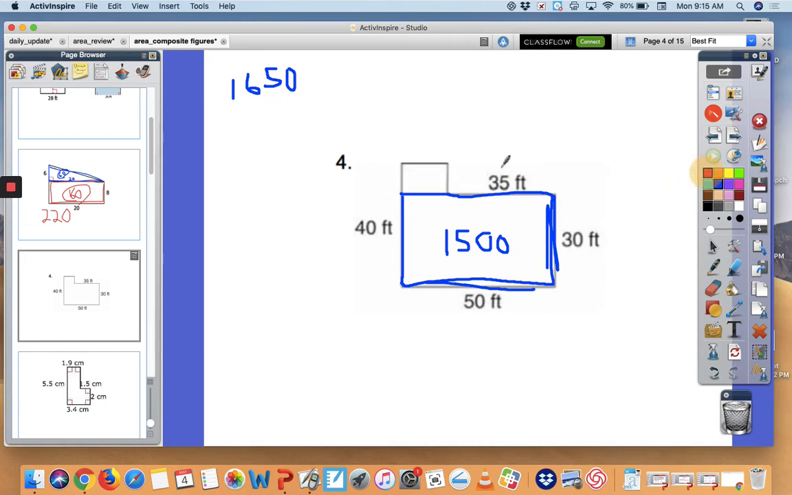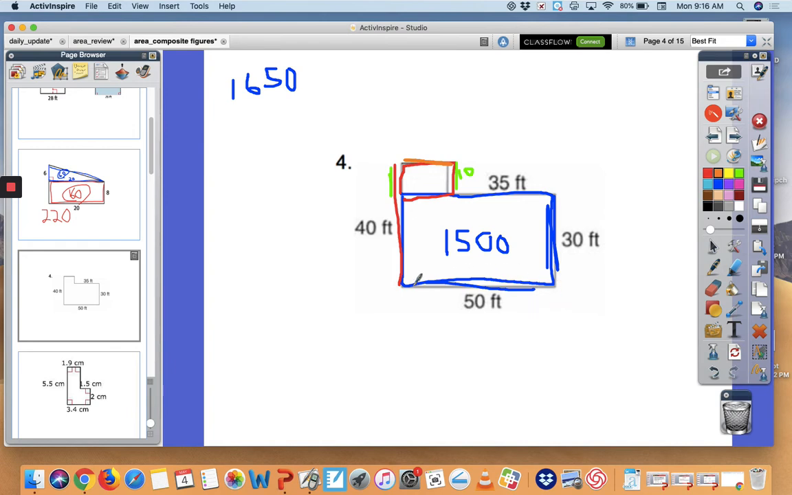Now we've got to figure out this little red part. This is the trickier part. Now we know this whole thing here is 40. This part's 30. So to figure out this little green section, it's 40 minus 30. So that little section right there is 10. Now, let's find this orange chunk right here.